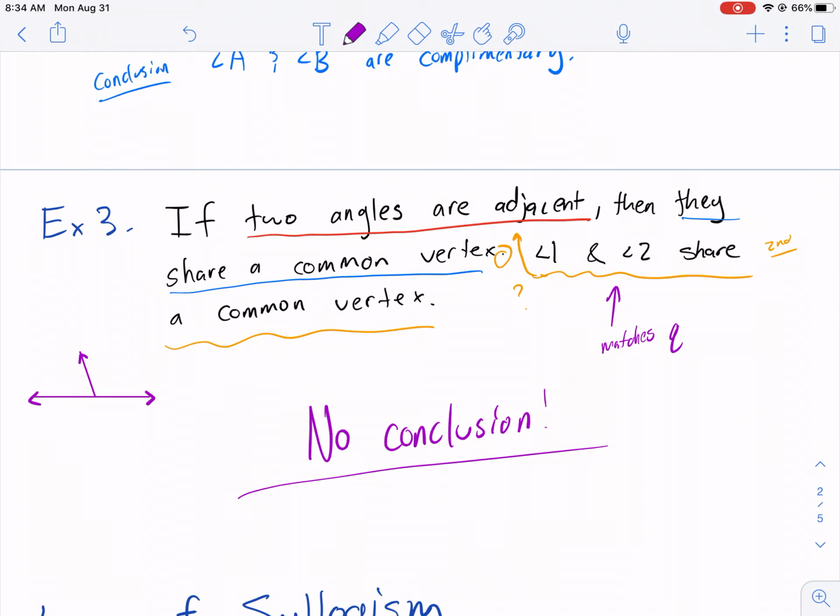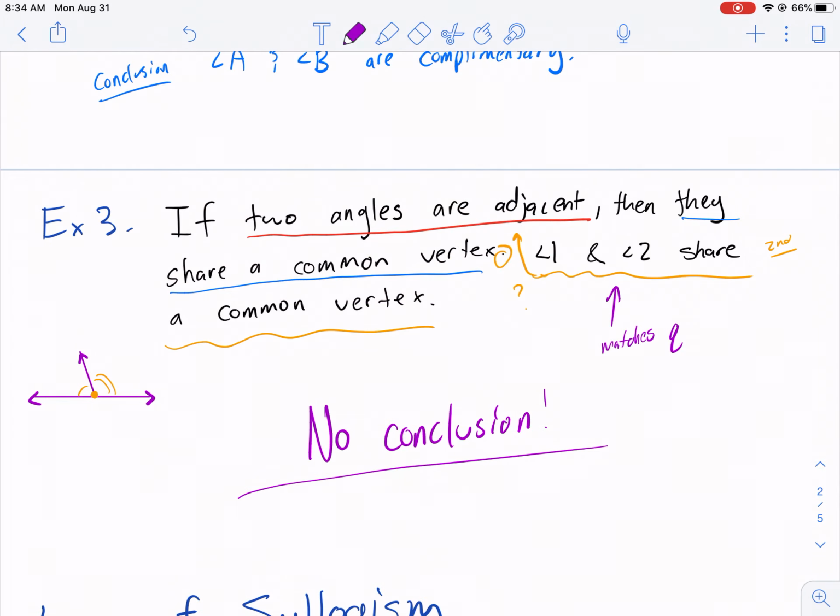Here we have adjacent angles. They're sharing a common vertex and they're right next to each other. Okay? These are adjacent angles. Now, angle 1 and 2 share a common vertex.